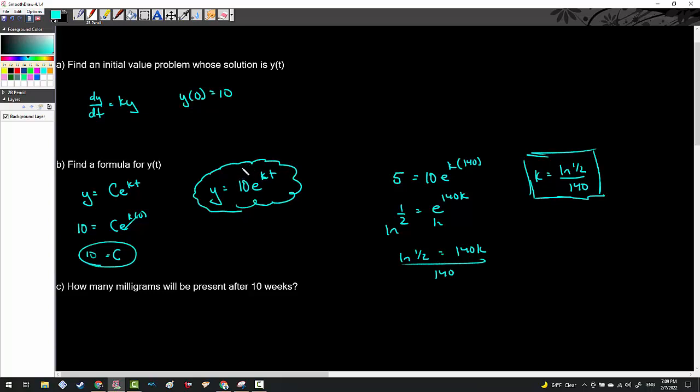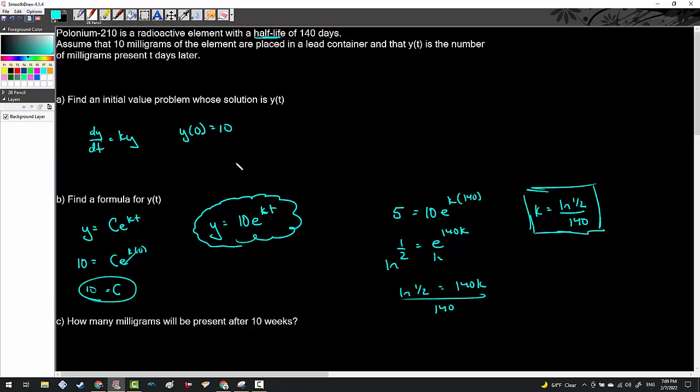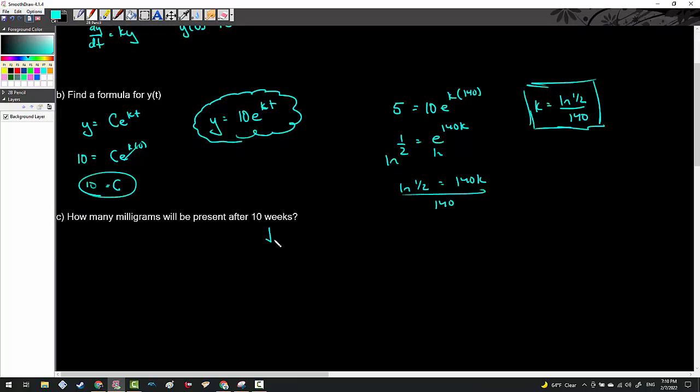So now it's asking me how many milligrams will be present after 10 weeks. There they go again with this unit conversion stuff. T is measured in days. And so after 10 weeks, this is really 70 days, right? So I know that t is going to equal 70 in this problem.